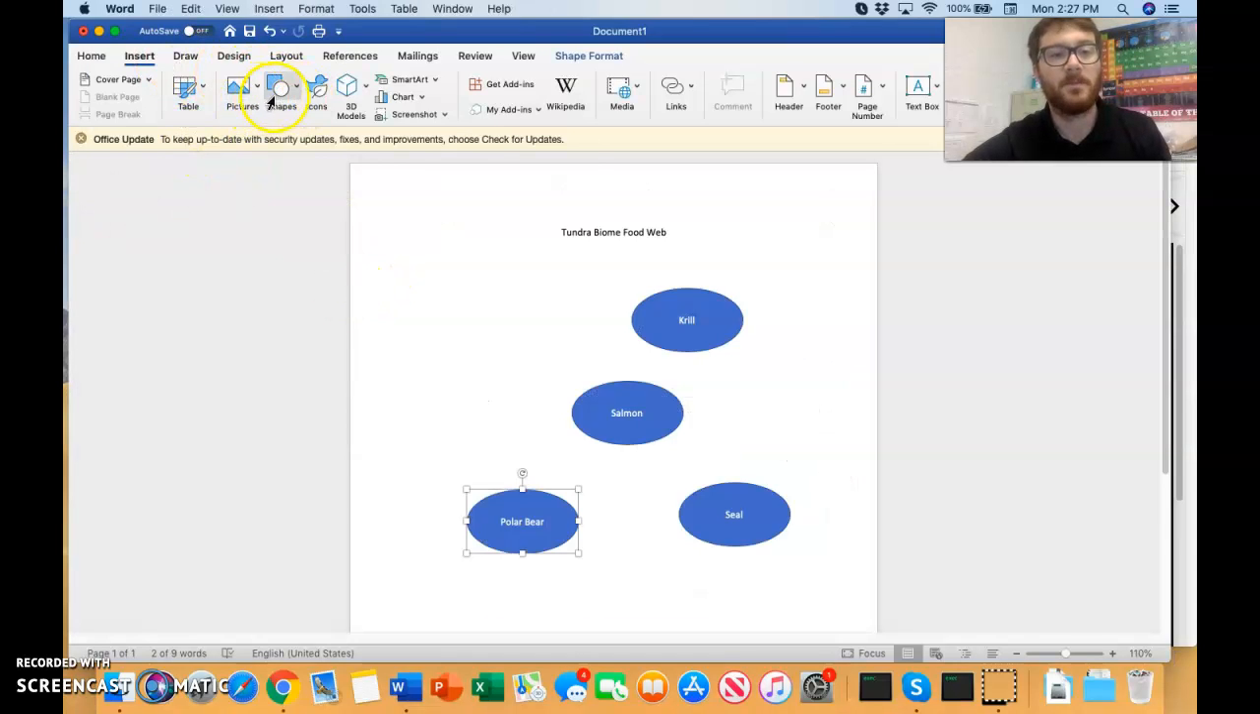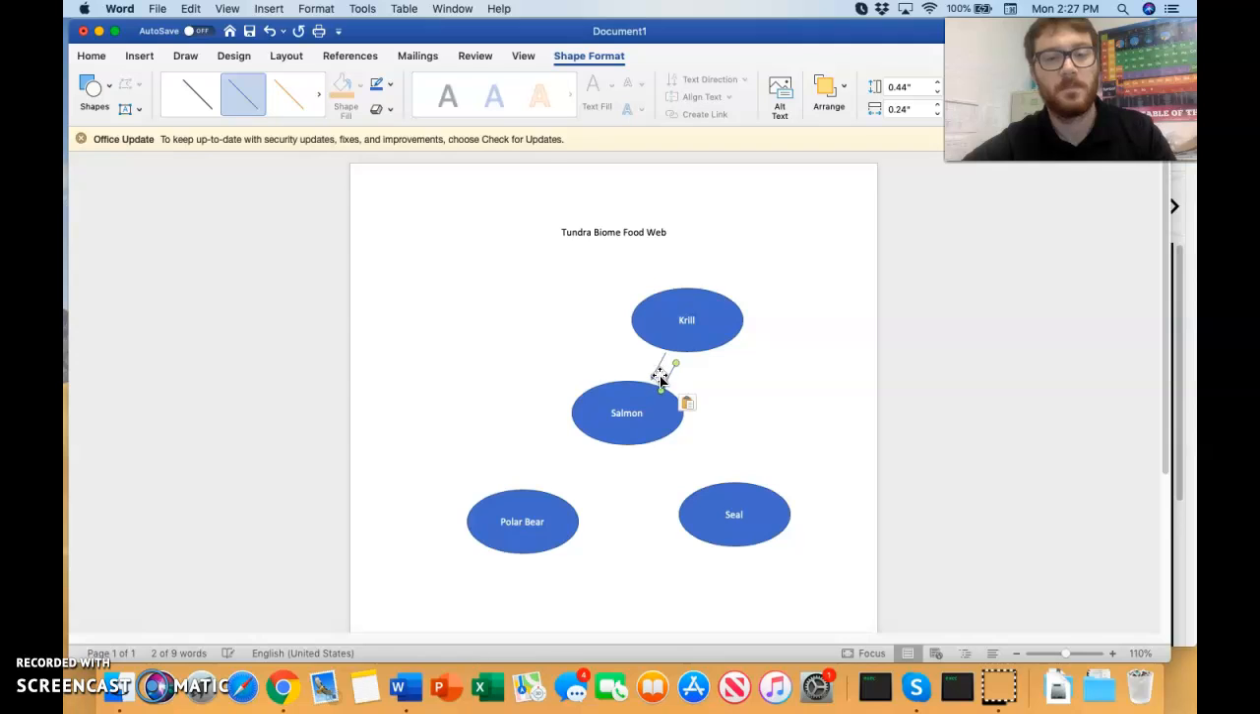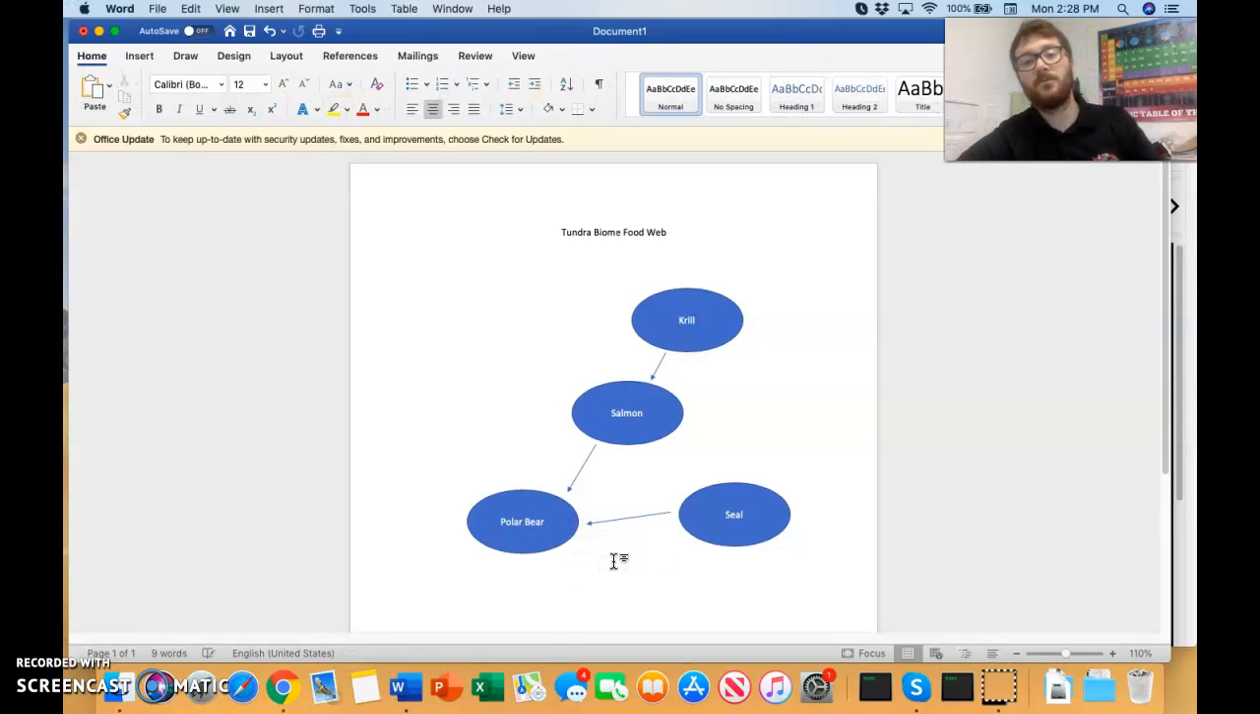So, anyway, I'm going to take a shape. The salmon are going to eat the krill. The salmon are going to be eaten by the polar bear. And the seal is going to be eaten by the polar bear as well. And so this would have 4 out of the 10 animals or plants or whatever that I'd be requiring. And that's just a sample. You can even use these 4 and continue on if you'd like.